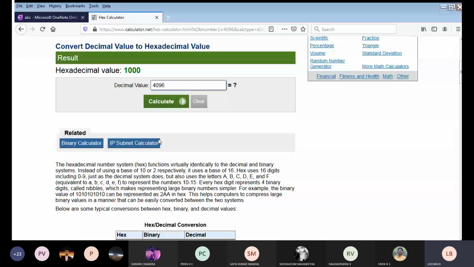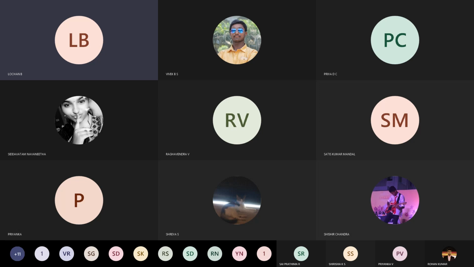So what have I done? 4096, I have converted to the hexadecimal value. If I convert to the hexadecimal value, I am going to get 1000. That is 1000 I will be getting. So that I will move to the instructions part. One second, I am going to move to the instructions part.